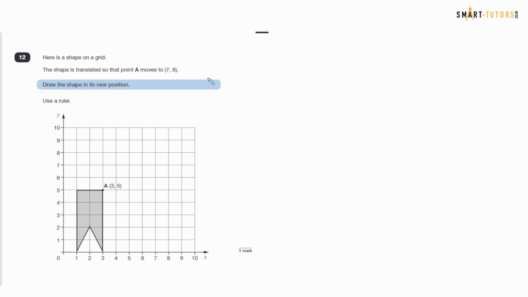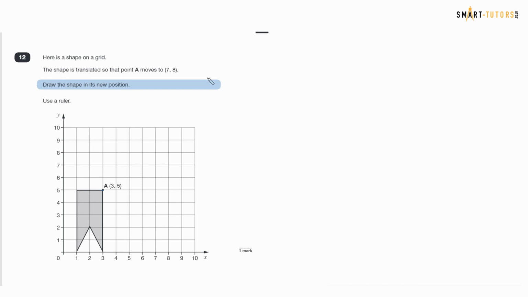Here is a shape on a grid. The shape is translated so that the point A moves to 7, 8. So the A is moving to 7, 8. Draw the shape in its new position. So can you help me to do this one?